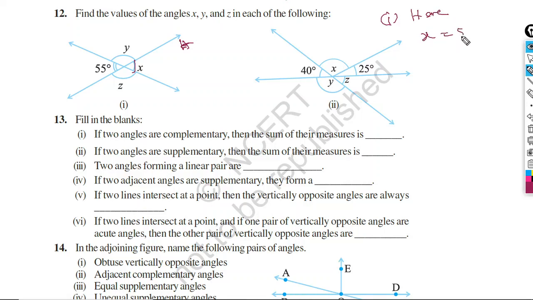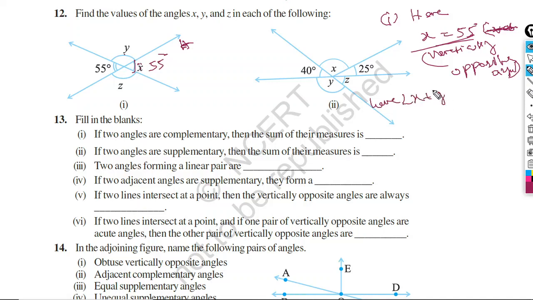Here x equals 55 degrees. Why? Vertically opposite angle, given in bracket. So we got the value of x, that is 55 degrees. Now x and y are a linear pair. Here angle x plus angle y equals 180 degrees. Give the reason, linear pair. Okay, so you know the value of x, 55, then you can find y.